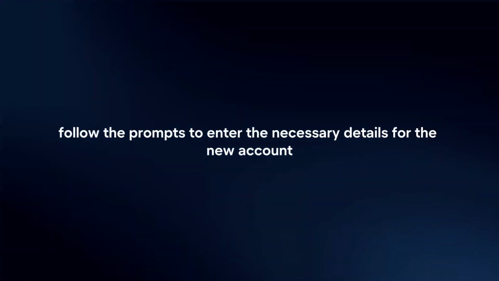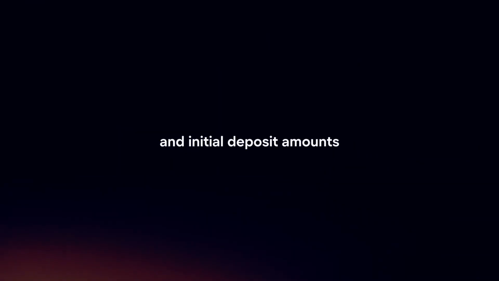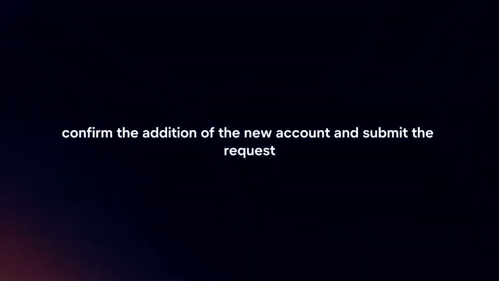Provide details. Follow the prompts to enter the necessary details for the new account, such as account type, account holder information, and initial deposit amount. Confirm and submit. Review the information provided for accuracy. Confirm the addition of the new account and submit the request. Receive confirmation. After submitting the request, you should receive confirmation that the new account has been successfully added to your CommBank online banking.